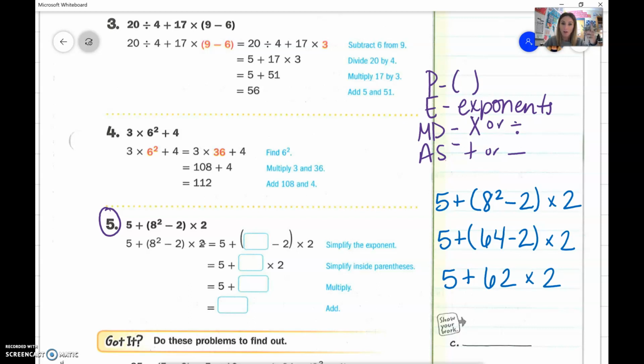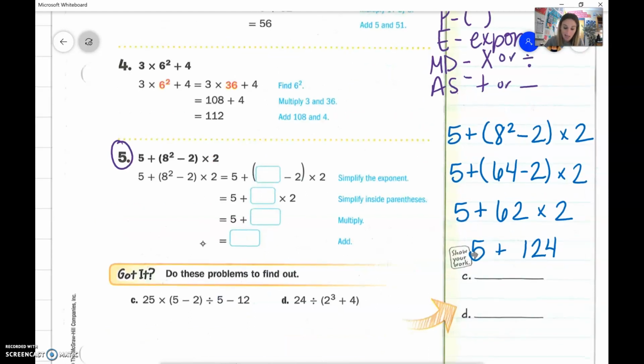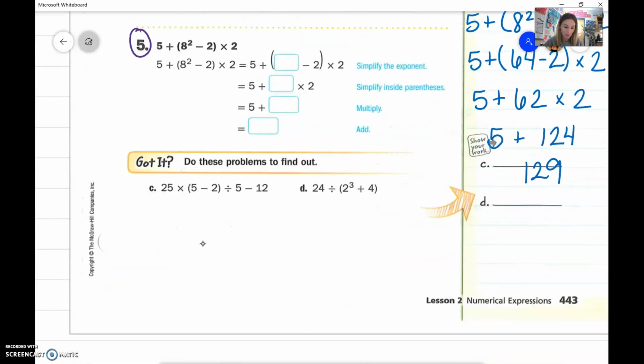All right, so P parentheses, E exponents. Check, check, done, done. Now we move on to multiplication and division. Oh, we do have multiplication. It's right here. So 62 times 2. Use your calculator. 62 times 2 is 124. And I bring down my plus 5. Do you see how it's getting smaller? Then I'm going to take 5 plus 124, and I get 129 for my answer.